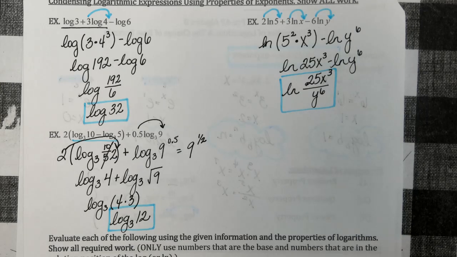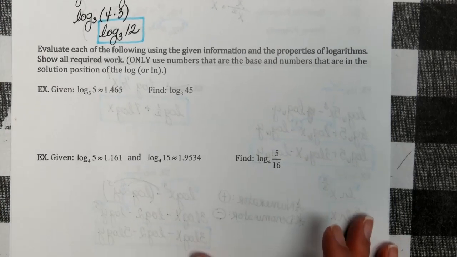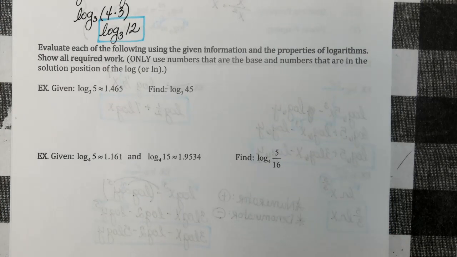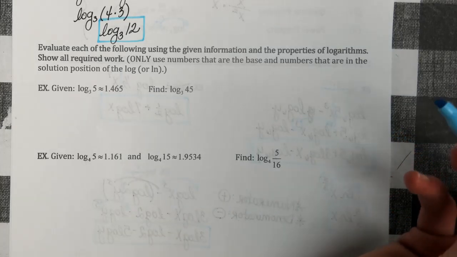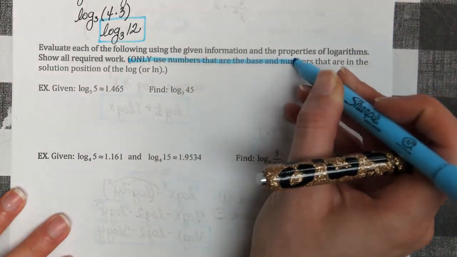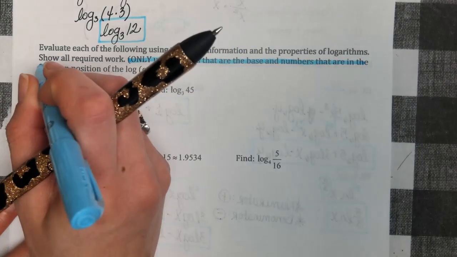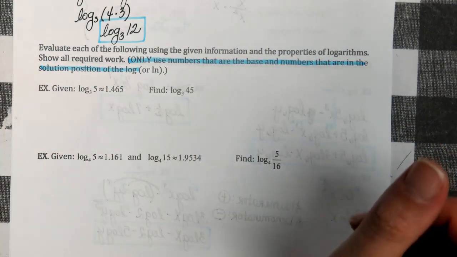Do we understand condensing and expanding? Do we have questions? Okay. So now this section is where I give you a specific piece of information, the value of a log or 2 logs, and we have to evaluate this new log. Okay, so evaluate each of the following using the given information and the properties of logs. Show all required work. Only use numbers that are the base and numbers that are in the solution position for the log or the natural log. That's important. Okay.